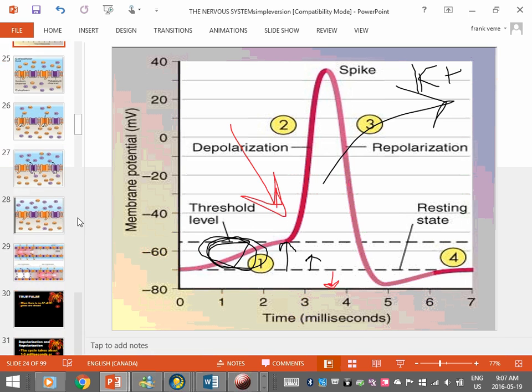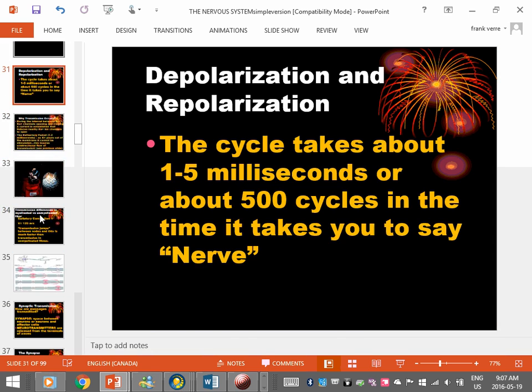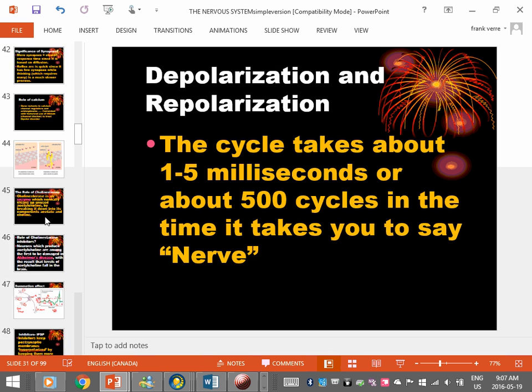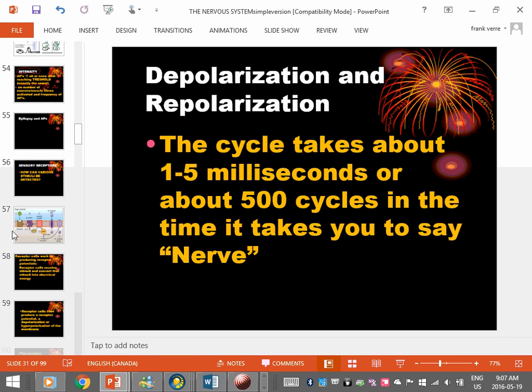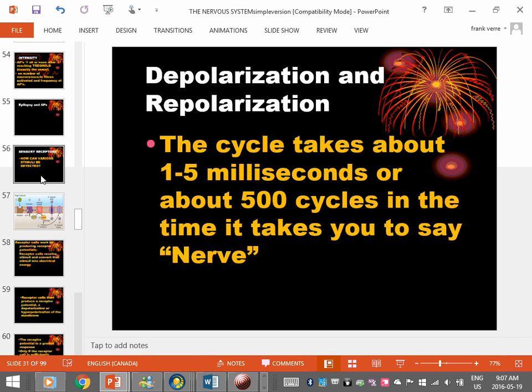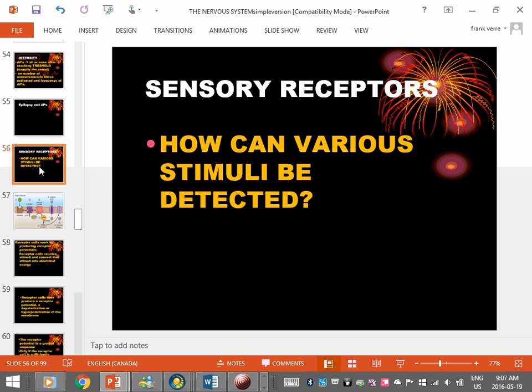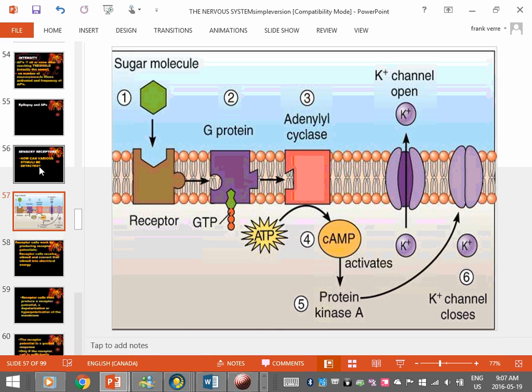Okay. All right. So let's talk about now the trigger mechanisms of neurons. Let's talk about triggers. We're going to look at some examples of how certain receptors can be stimulated. So here's one. This is taste. You don't have to memorize all of the interactions. I just want you to understand the big picture.